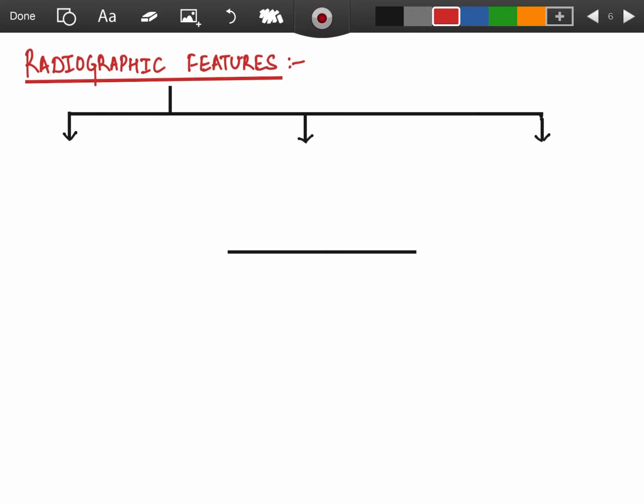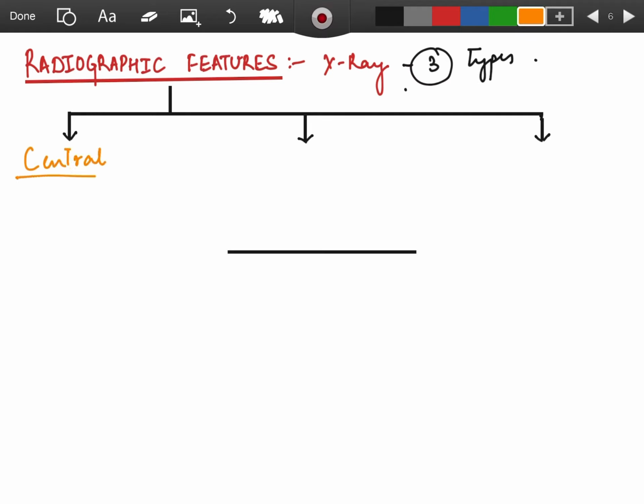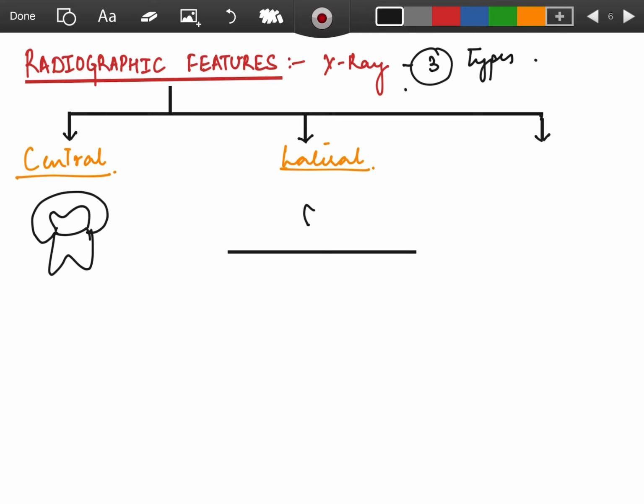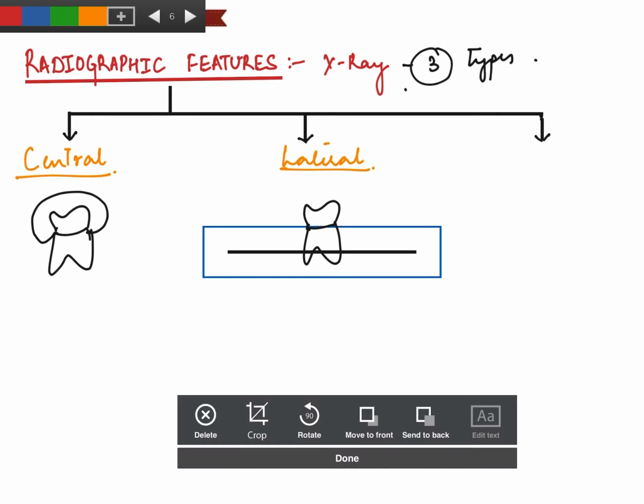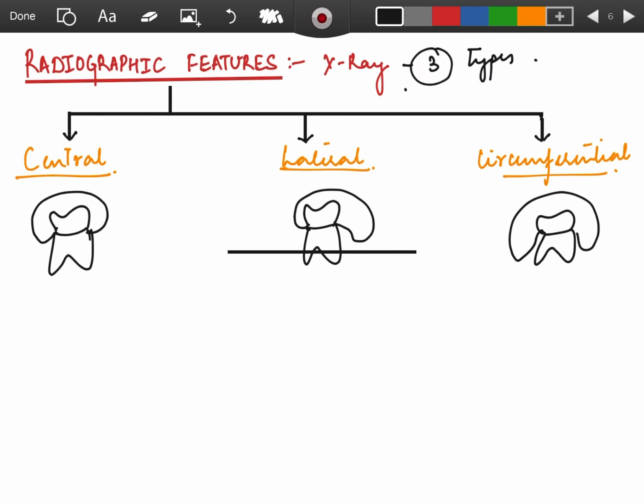So now we have the radiographic features. In the X-ray, we can see the three types, that is, the three variants of the dentigerous cyst. First is central, in which the cystic lumen is located within the crown. Lateral, in which the cyst is located laterally to the crown of the impacted tooth, and circumferential, in which the whole cyst covers the crown of the tooth.